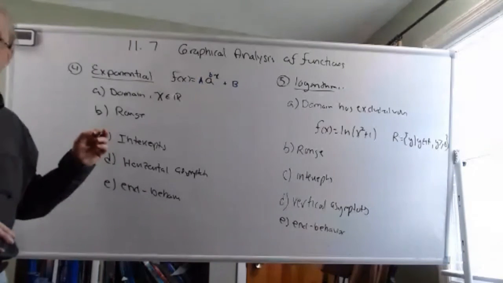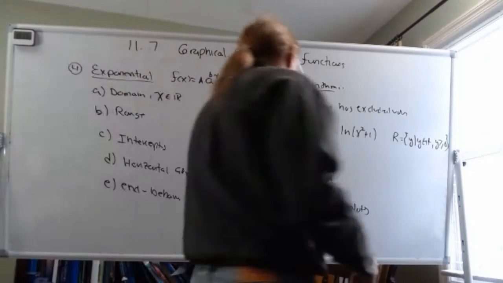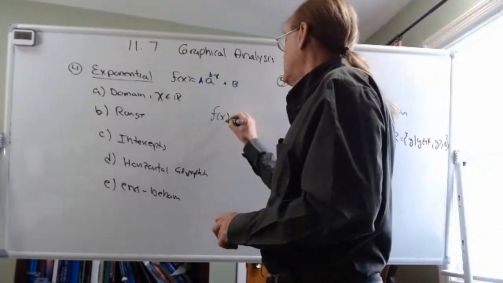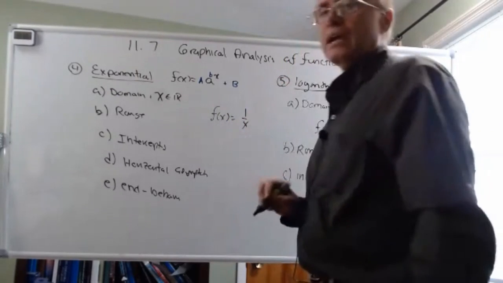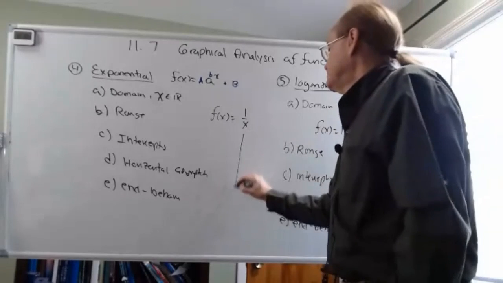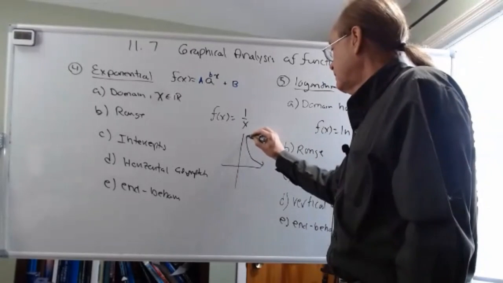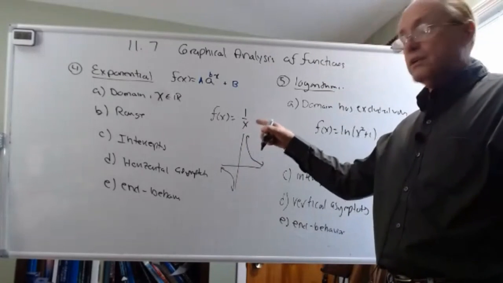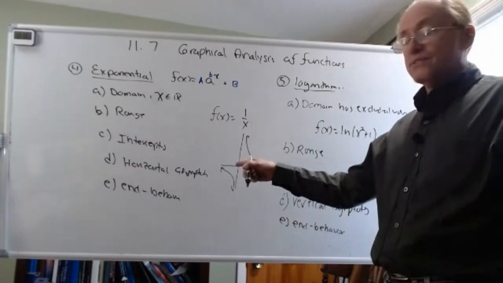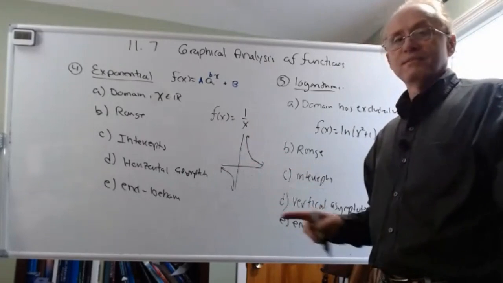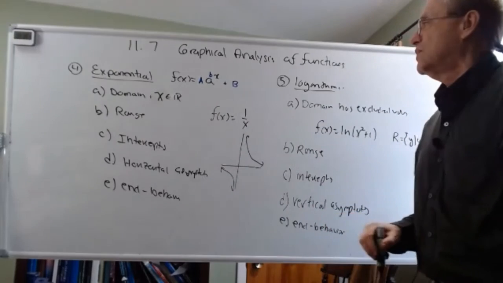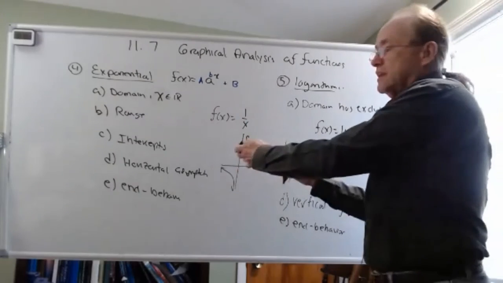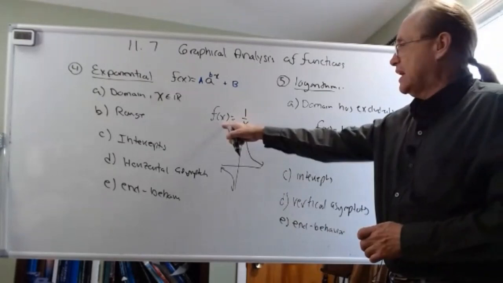x-intercepts or y-intercepts. For example, this very simple rational function here has no x or y intercepts. It looks like this. Now the domain of this is all real numbers other than 0. The range is also all real numbers other than 0. So these are little subtle things that you learn about these functions which will help you understand what's happening. The end behavior for both of these, as x goes to plus or minus infinity, is f of x goes to 0.